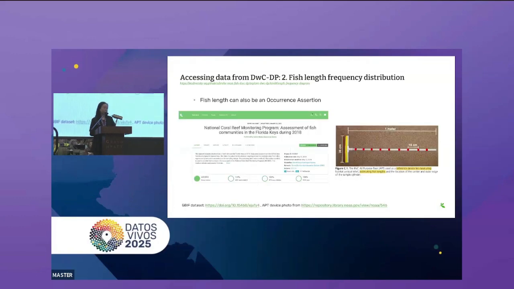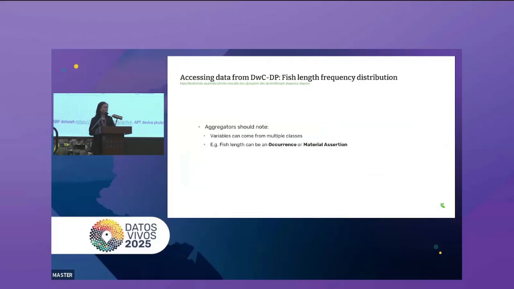So during this process, I also thought that fish length frequency, we put it as material assertion, but it could also be an occurrence assertion. One of the examples from the OBIS USA data set here is that the diver could use this tool here to measure the fish while swimming and estimate the fish length. So what I think is important is that when aggregators aggregate these data sets, the variables can come from multiple classes. So fish length can be both occurrence assertion or material assertion. We think this is important to take into account so that users can pull this data out.